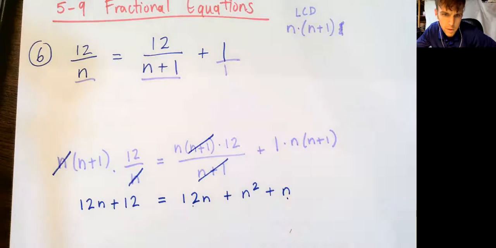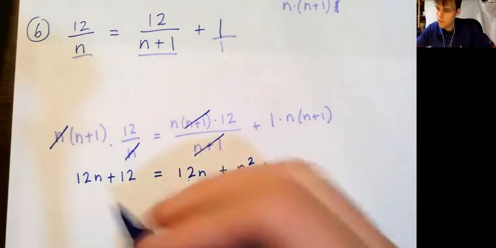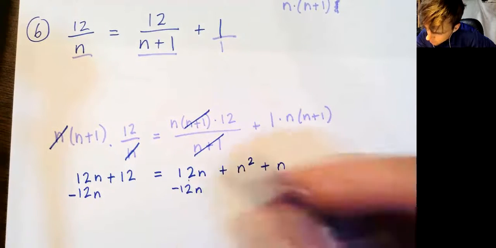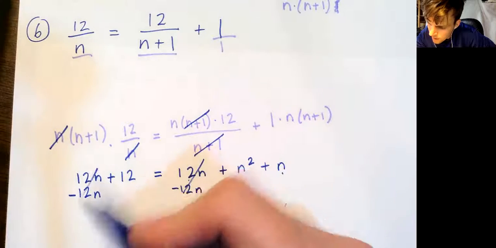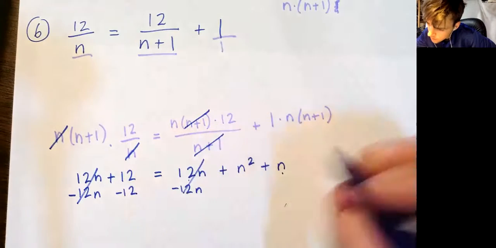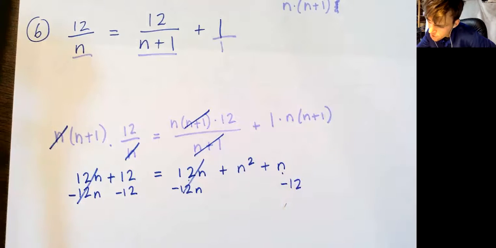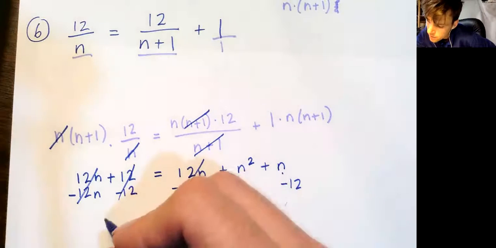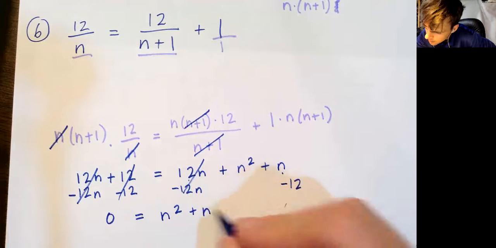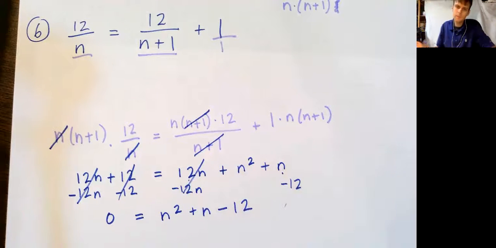This is a polynomial equation. I need everything on one side, so I'm going to move everything over to the right. So I'm going to subtract 12n. Find a like term on the other side, go ahead and get rid of that. Actually, that cancels that out nicely. And I'm going to subtract 12 here. I'm going to subtract 12. I don't have any like term to do it with, so I'm just going to tack that on to the end. So we end up with 0 equals n squared plus n minus 12.